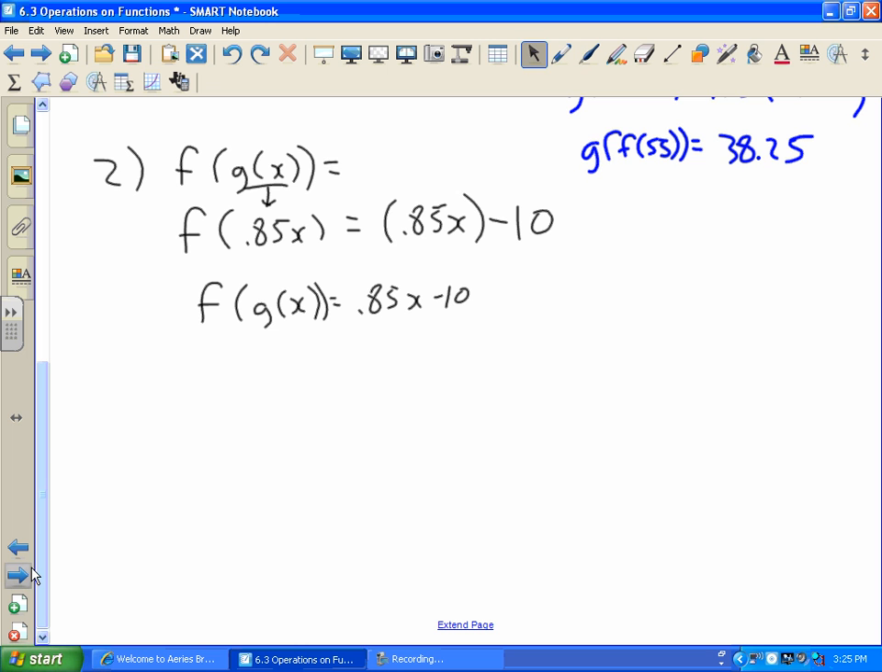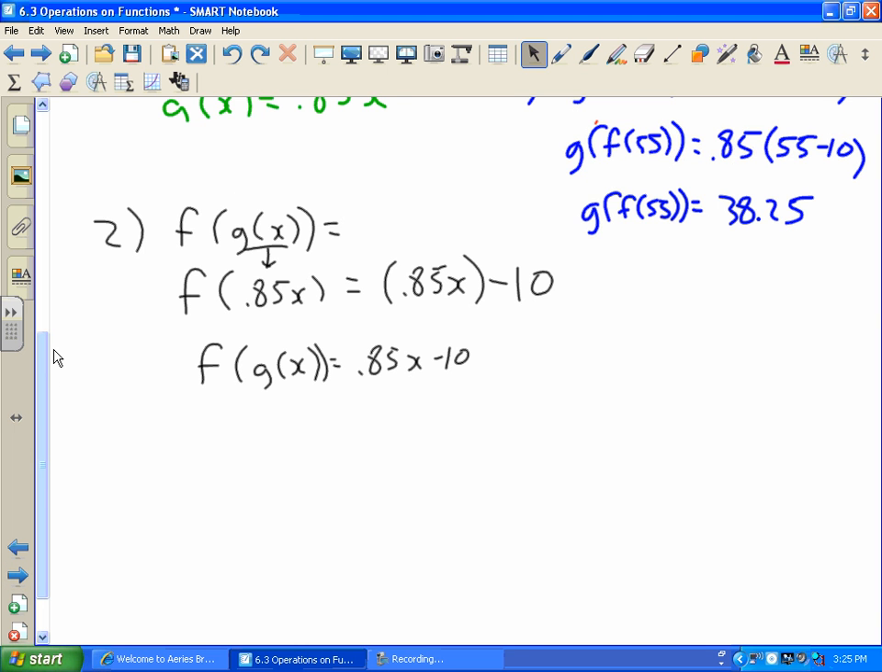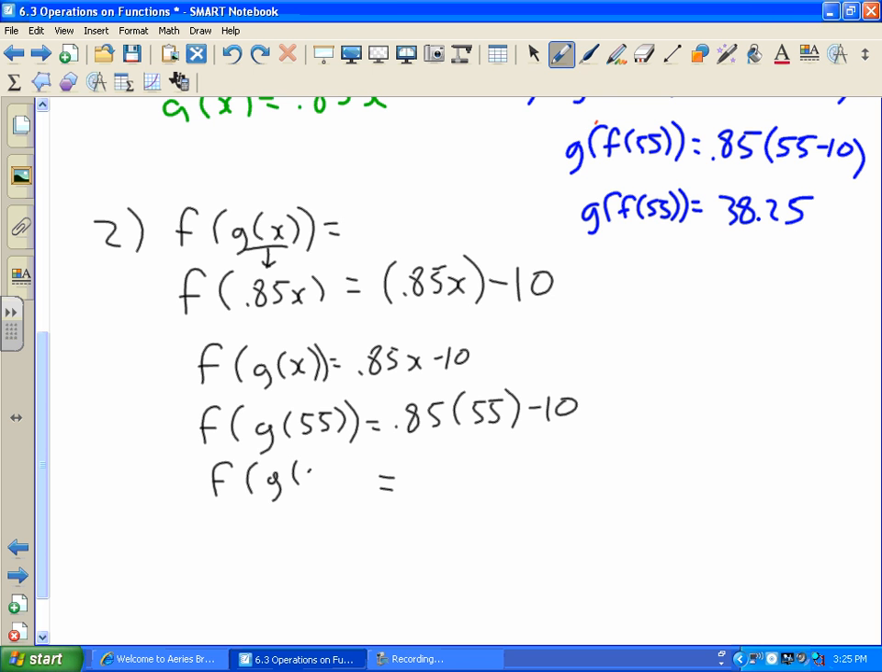Other function, f of g of x is 0.85x minus 10. I'm looking for my cost there. F of g of 55, that's going to be 0.85 times 55 minus 10. And that one will come out to be, f of g of 55 will come out to be 36.75.